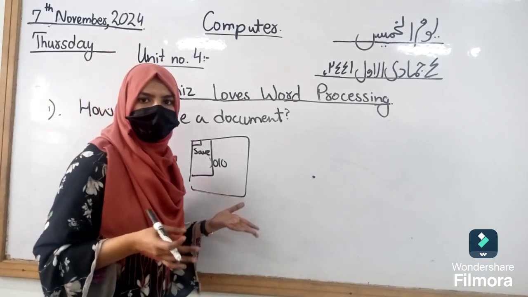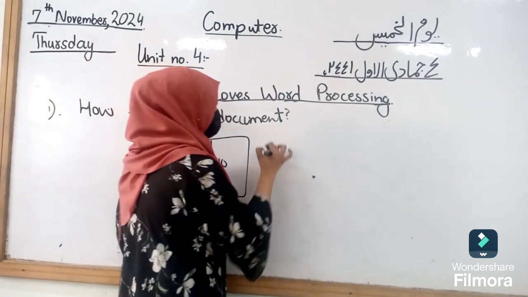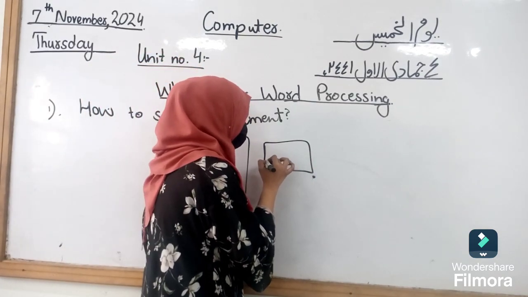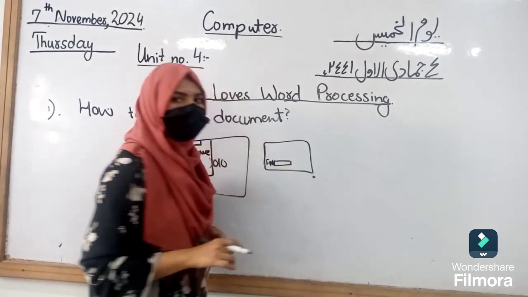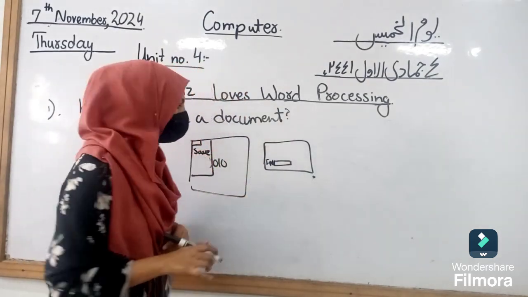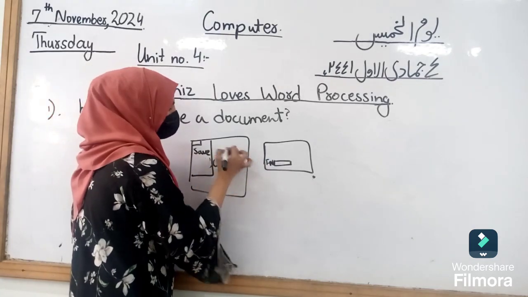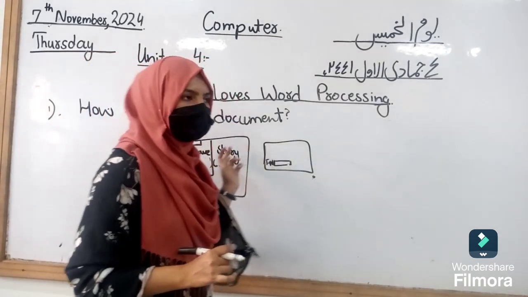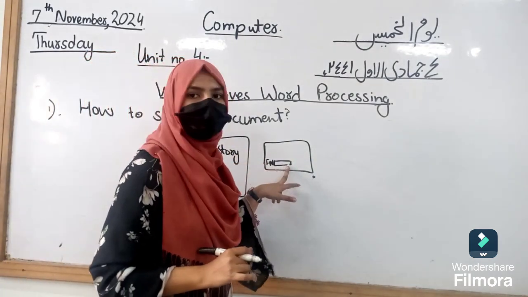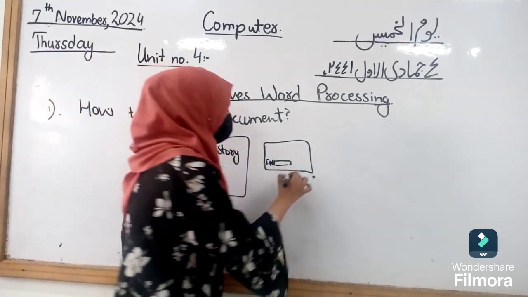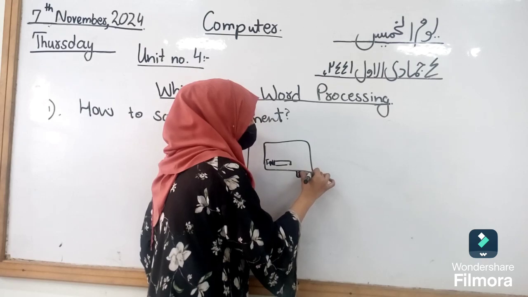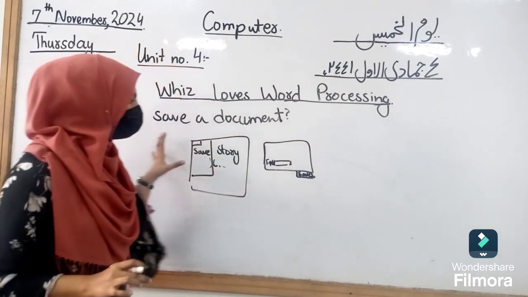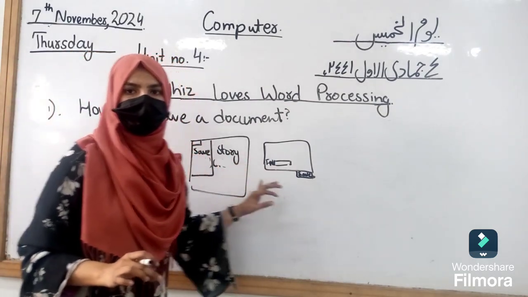A new command window will appear on your screen. In this window, you need to write the file name that you gave your document. For example, if it is a story, then you need to write here story. And if it is a letter, then you write letter. If it is a point, then you write point in the place of file name. Then in the last step, you will click on Save. So these are the steps in order to save a document.